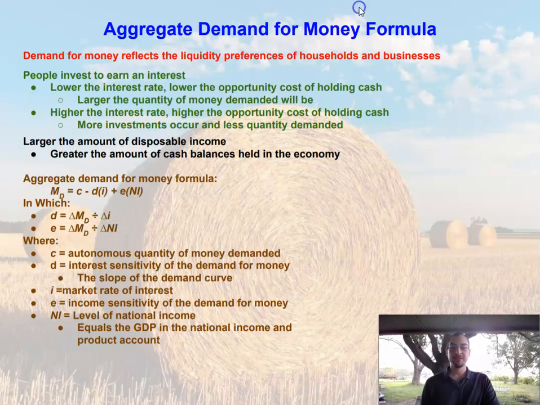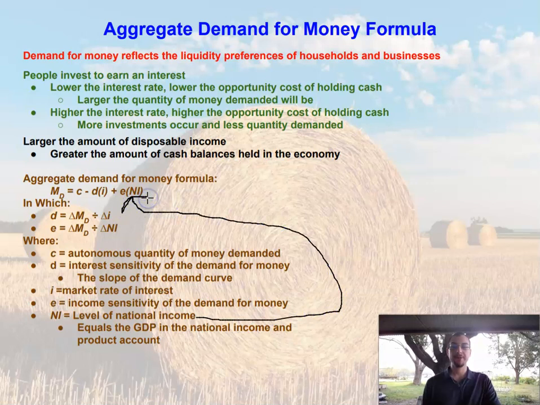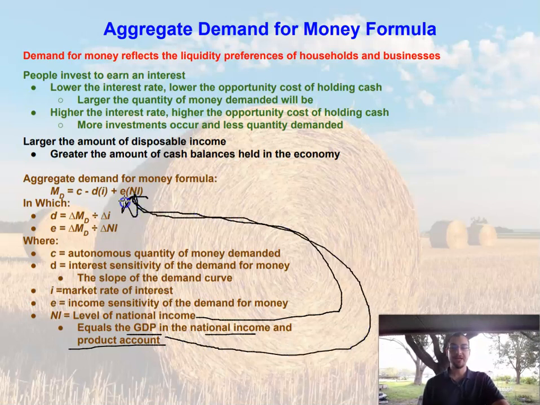So then the last aspect that we get into is this level of national income. The level of national income is going to be a component that helps us determine our disposable income. That level of national income, if you remember back to previous videos, is going to be equal to the GDP in the national income and product market. So we have that equilibrium level of income within an economy, and that's equal to that GDP, that national income, and that product account, like we've talked about before in previous videos. That is that national income.